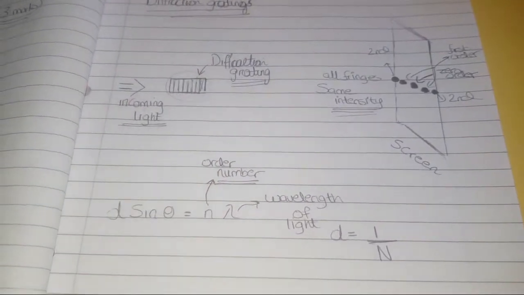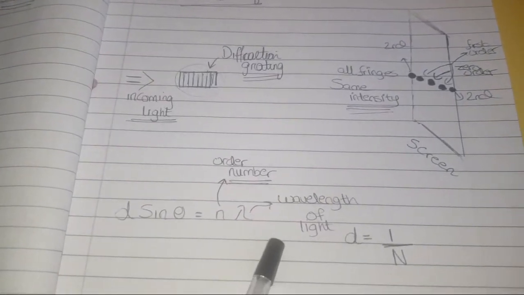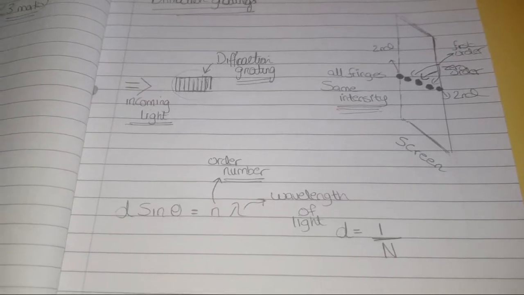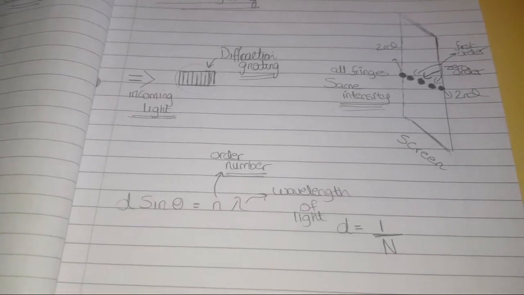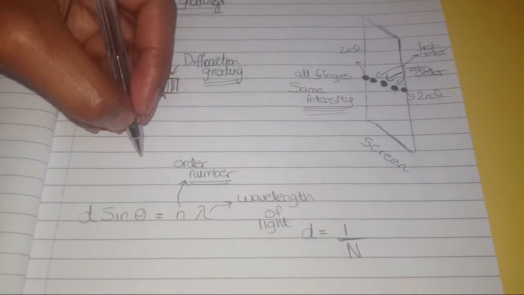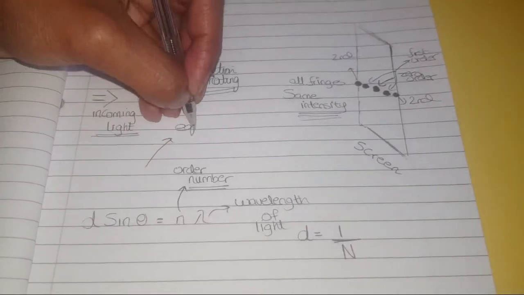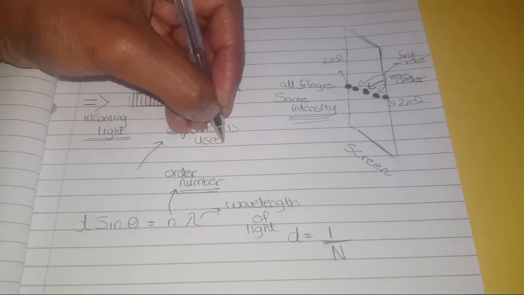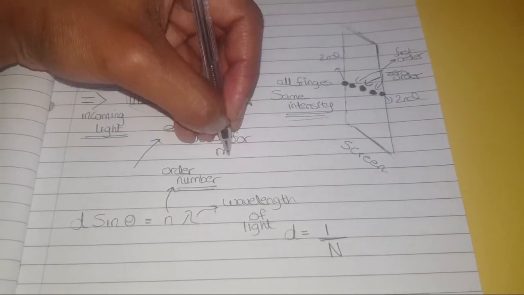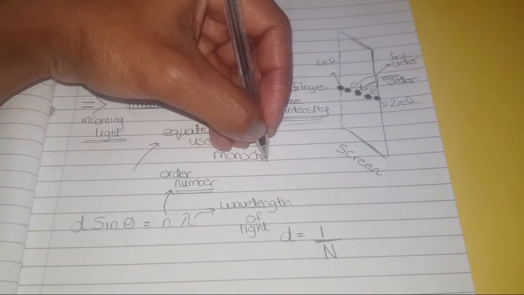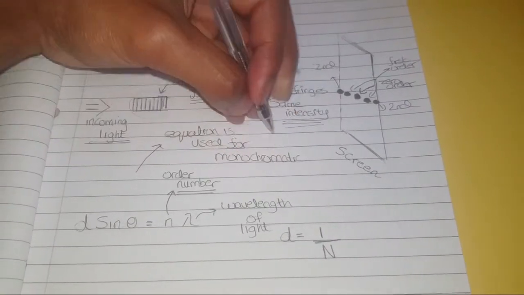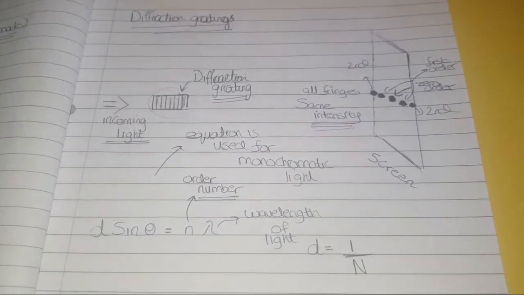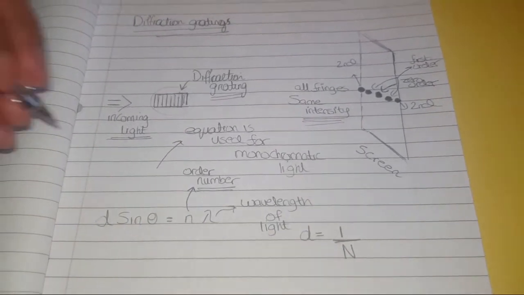Now, you may be thinking about what if we shone white light through it, which is a mixture of different colors. If we do that, we cannot use this equation. This equation is only used for monochromatic light, so it's only one color. That's why it has one wavelength.